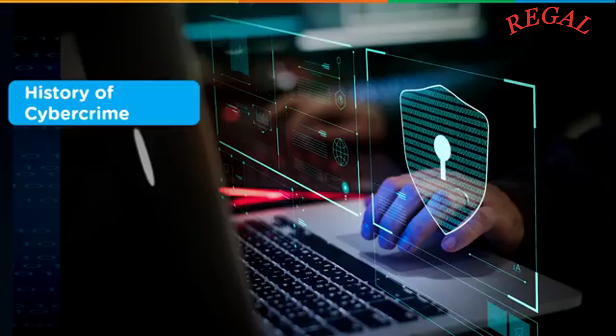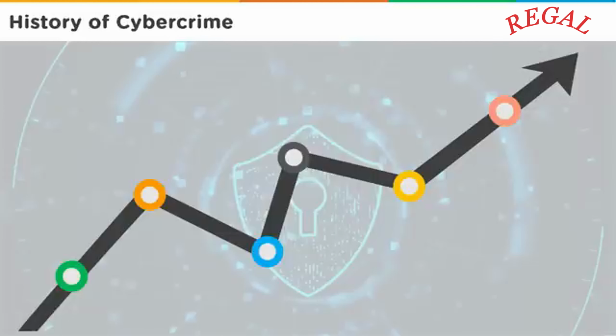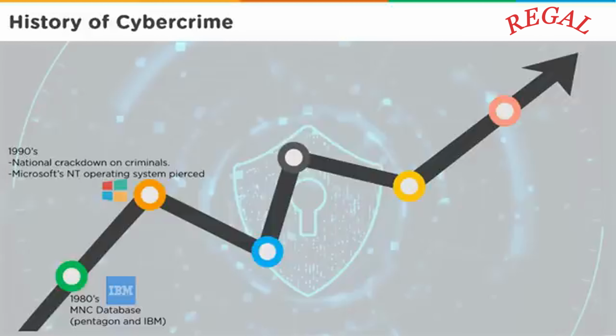Let's look at the history of cybercrime. As you can see, this graph shows us how cybercrime has progressed over the years. In the 1990s, MNC databases, the Pentagon and IBM were hacked. Again in the 1990s, a national crackdown on criminals, and the Microsoft NT operating system was pierced. So this is where hacking started becoming more mainstream, right?